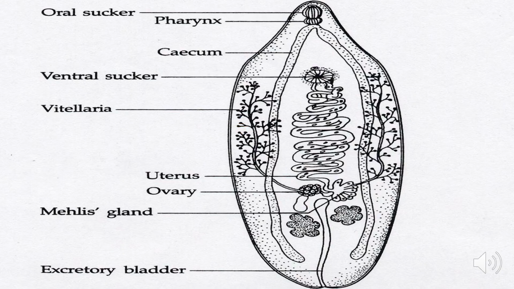Now, if you have the embryo and the shell, the egg now is formed, and the egg is temporarily stored in the uterus. And this is the uterus. And appreciate that the uterus is continuous with the ootype.